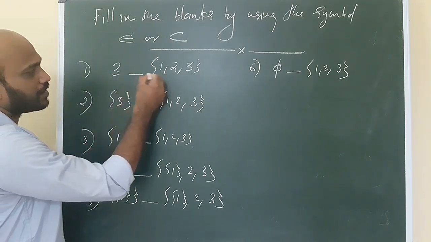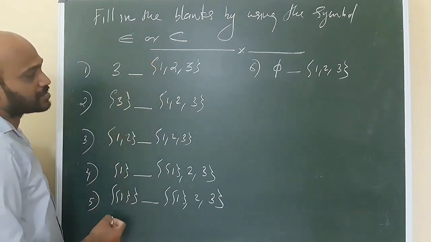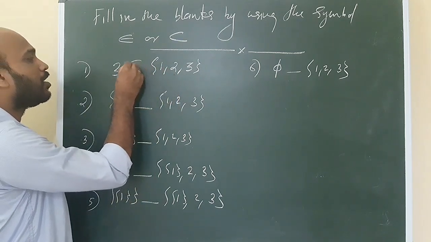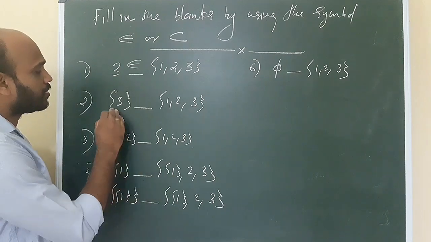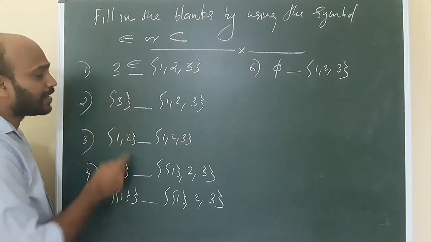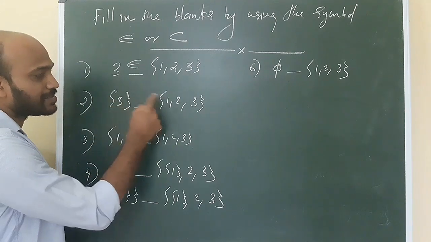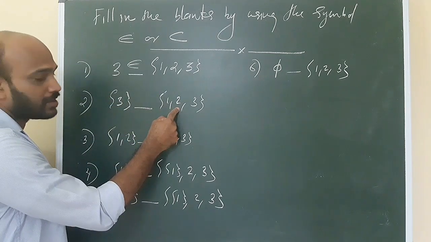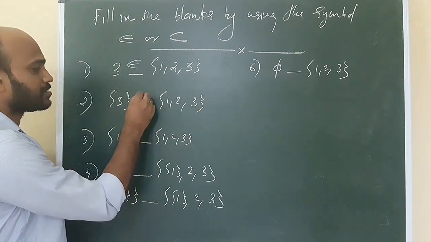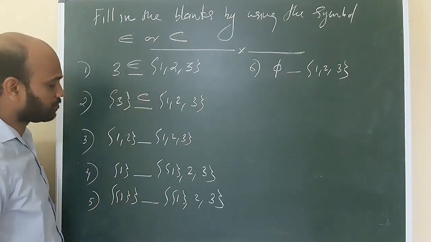3 belongs to or subset? Actually 3 is an element of this set, so 3 belongs to. Now the second one. This one is a set which contains one element, that is 3. That same element is there in the right hand side also. So it means this set is a subset of the right hand side. So it is subset, not belongs to.